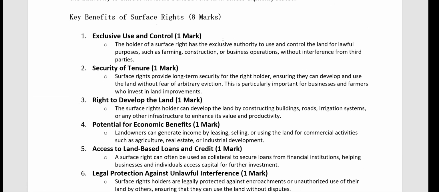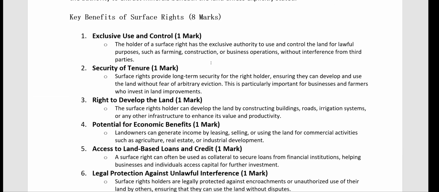The key benefits of surface right. Why do you think surface rights are important? You can use your mind, but let me enlighten you small. One, exclusive use and control because it is yours. You have applied for it, right? So the holder of the surface right has the exclusive authority to use and control the land for lawful purposes, like farming, construction, business operations without interference from third parties. Even government cannot interfere.